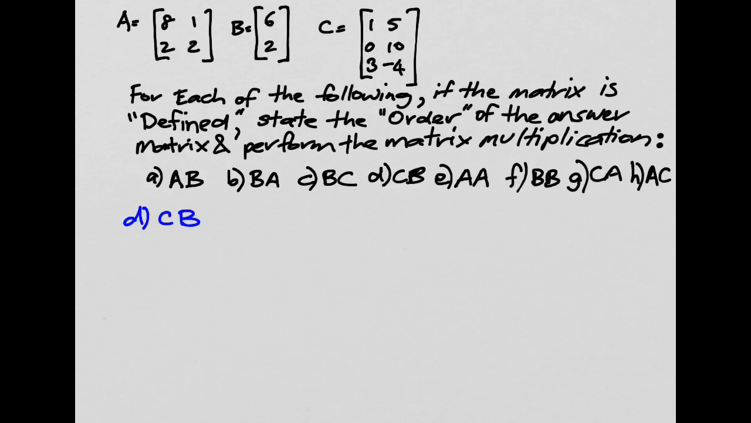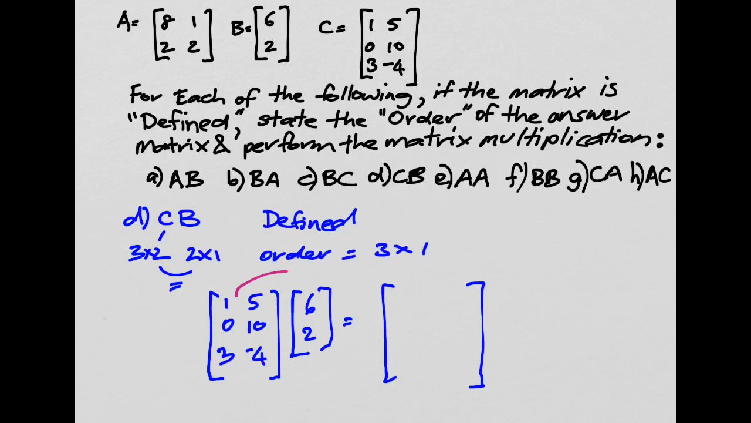So C times B. We just worked out that C is a 3 by 2 and we know that B is a 2 by 1. So that is defined because they're equal and you end up with a matrix of 3 by 1. So defined, and order equals 3 by 1. Okay, let's go ahead and do that.